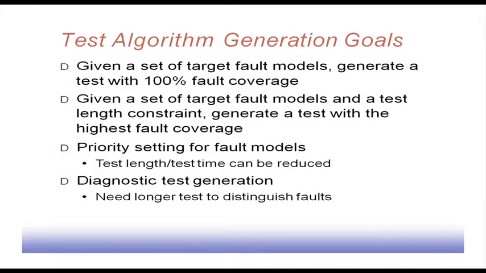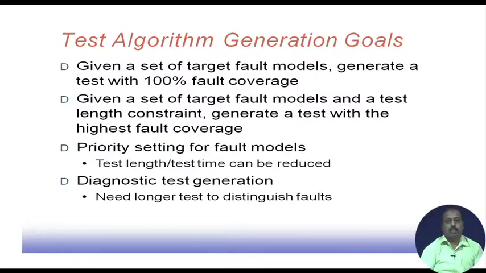We stop at 100% fault coverage, but naturally as we are adding more and more templates into that March sequence, the complexity of the test algorithm is going up. If there is a test length constraint like say 7n or 10n or 15n, how can we generate a test set with the highest fault coverage? That is the other goal. So these are the two ways in which we can view test generation algorithms, either of these two.